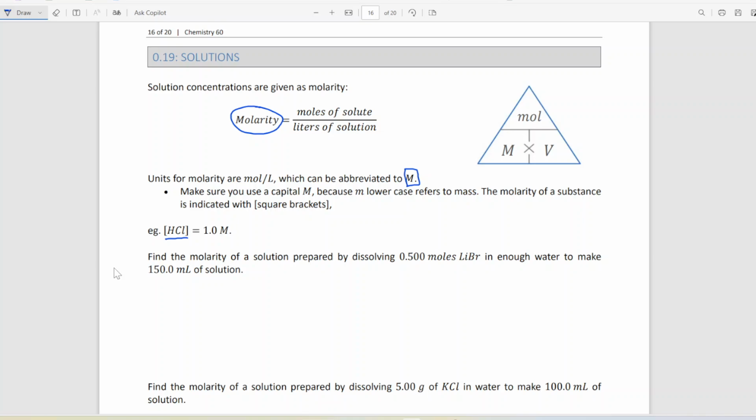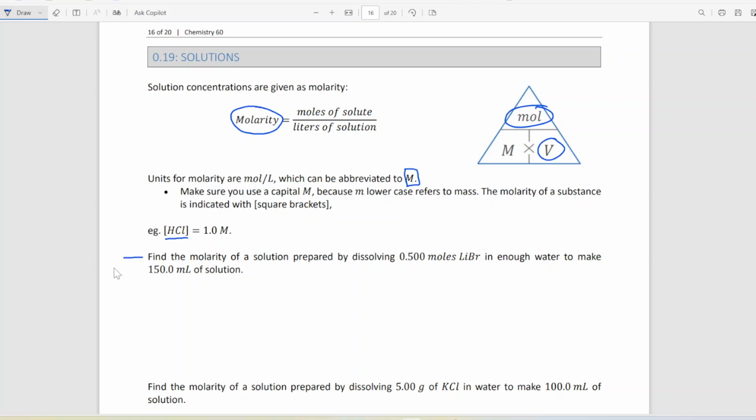There's lots of different ways of describing this. Now, it's a nice little triangle. Molarity is equal to moles divided by volume. Volume is equal to moles divided by molarity. Or you could say that moles are equal to molarity times volume.